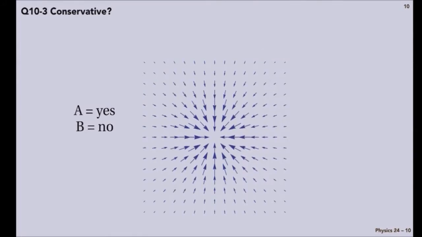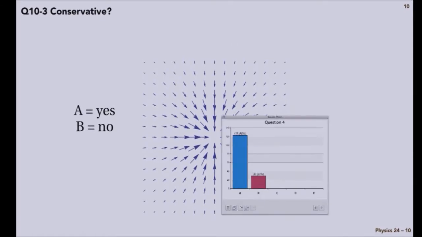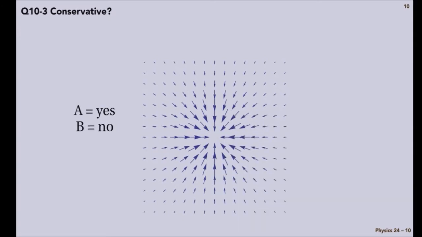Okay, so now we're clear on the question, right? Is this a conservative force? Does the work done in going from some point to some other point, is it independent of the path? So now a lot of you say yes. Why? How come you got talked out of your good position saying no?